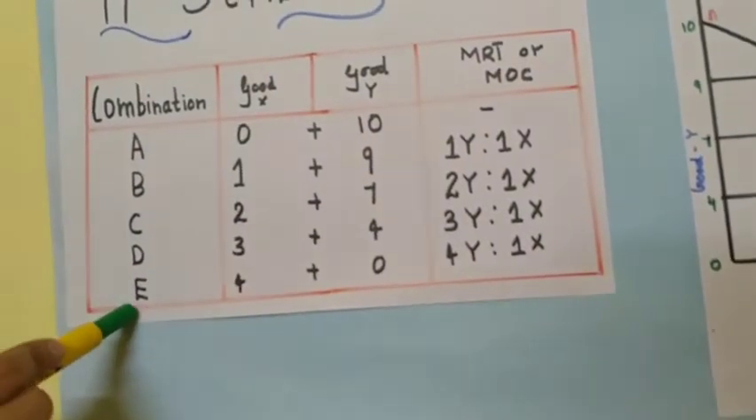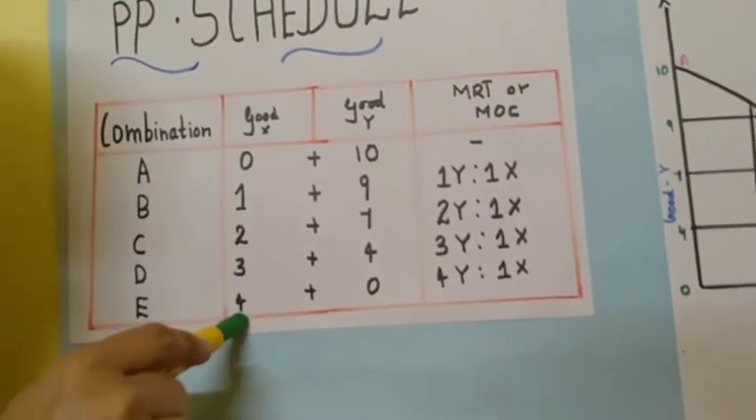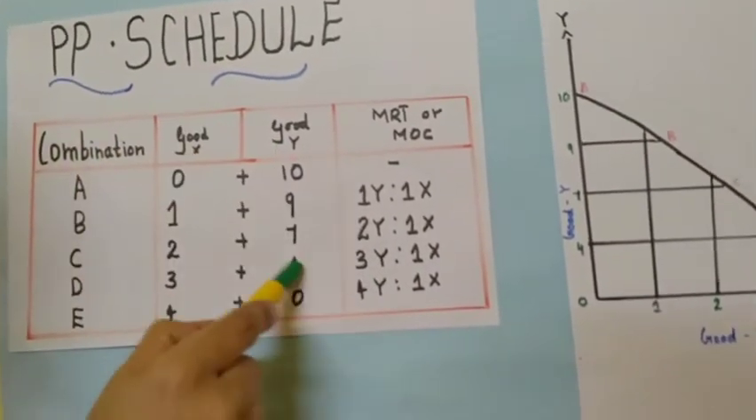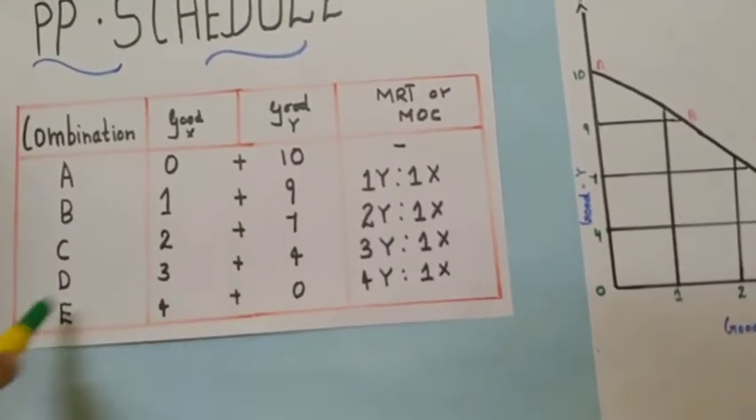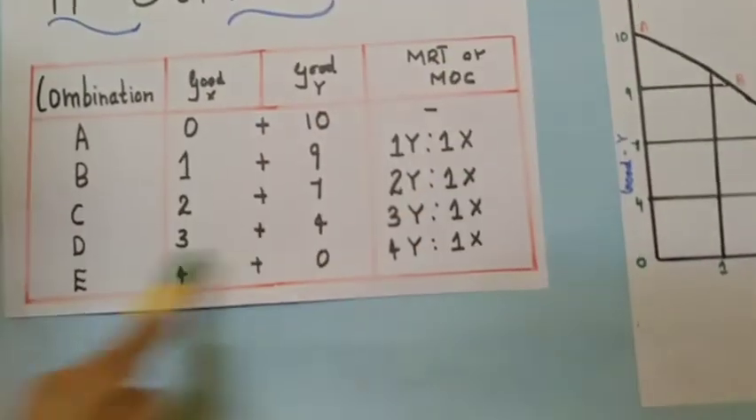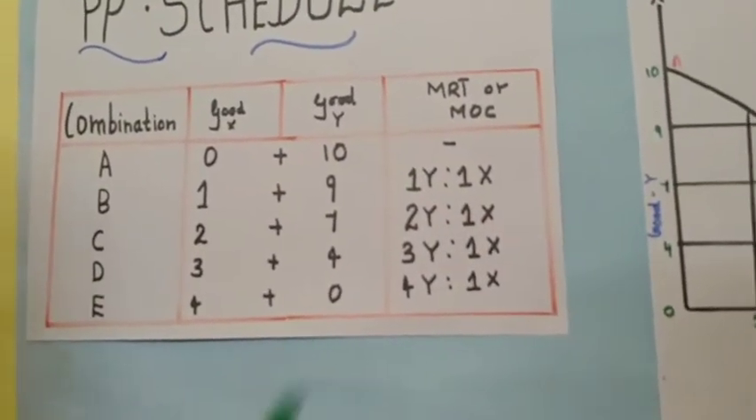And the last combination E shows that the production of good X is 4 units and the production of good Y is nothing. We are not producing good Y at combination E. With the help of this, we are able to explain what we mean by MOC and MRT.